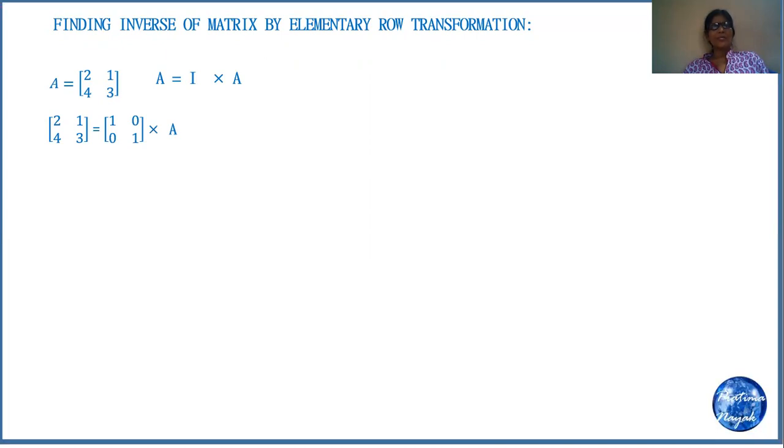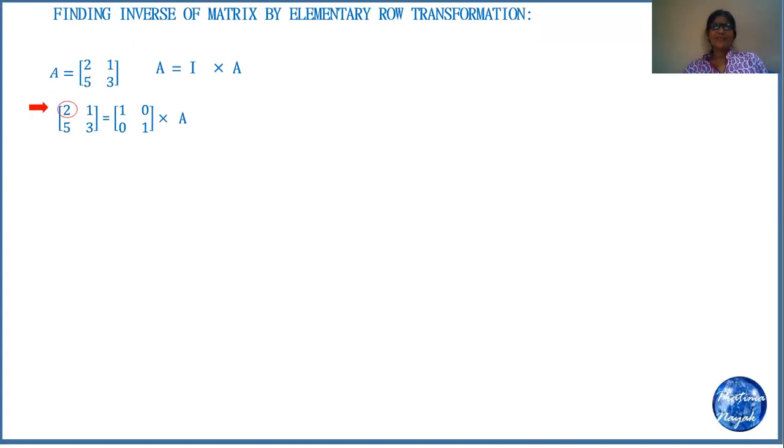As we have discussed, the A on the left side will change into the identity matrix, and whatever change is carried out on the left side, the same operation will be done on the identity matrix, and at last we'll get the identity matrix on the left side and A inverse on the right side. We don't just get it, we have to do some operations and it needs thinking also. So let us start.